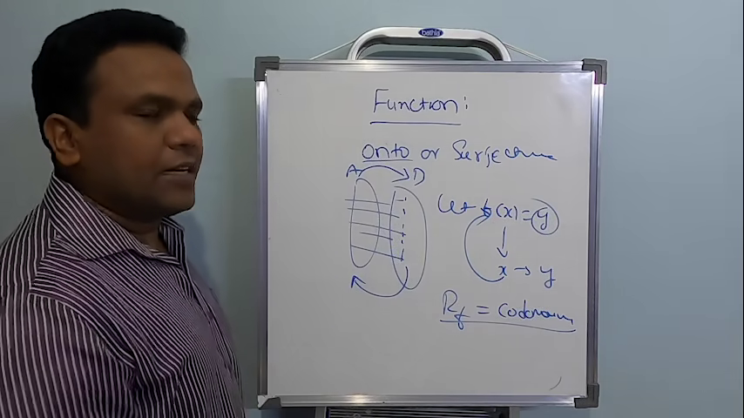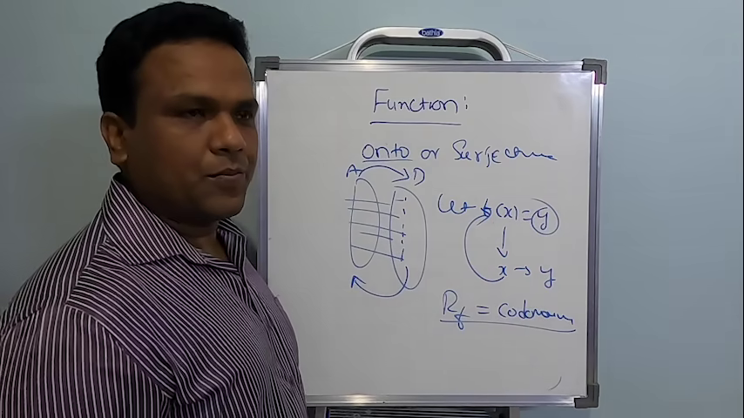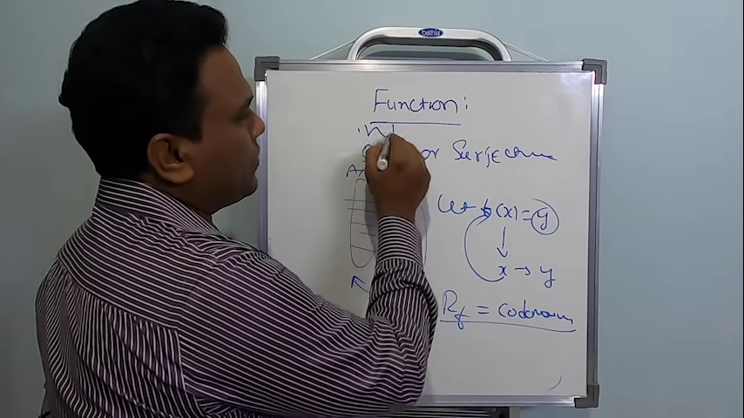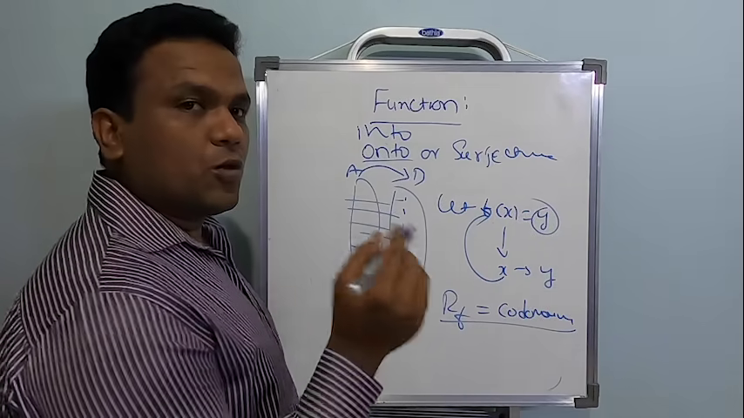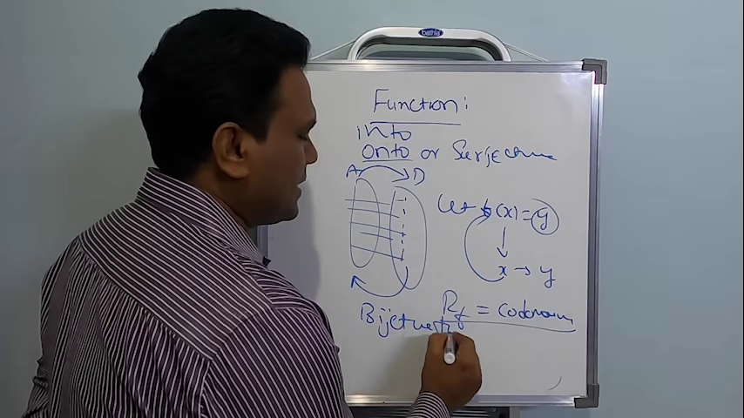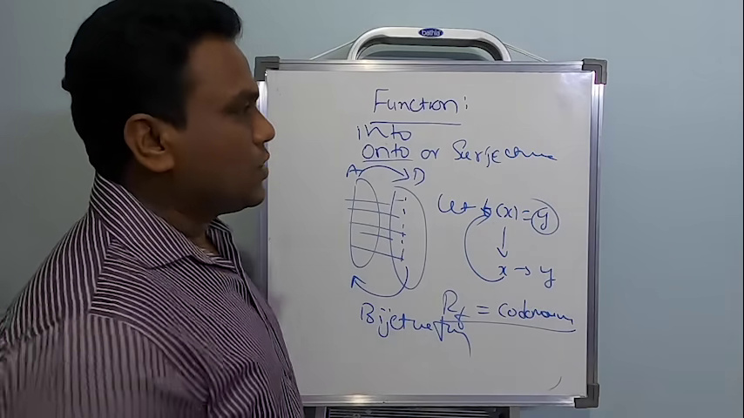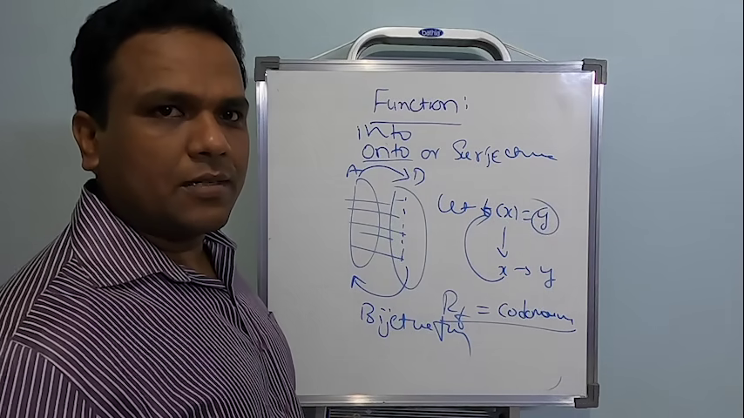If any of these two conditions is satisfied, then the function is said to be onto. If it is not onto, then the function is said to be an into function. Any function which is both one-one and onto will be simply called a bijective function. This is the whole concept of functions that we have done in the last class.